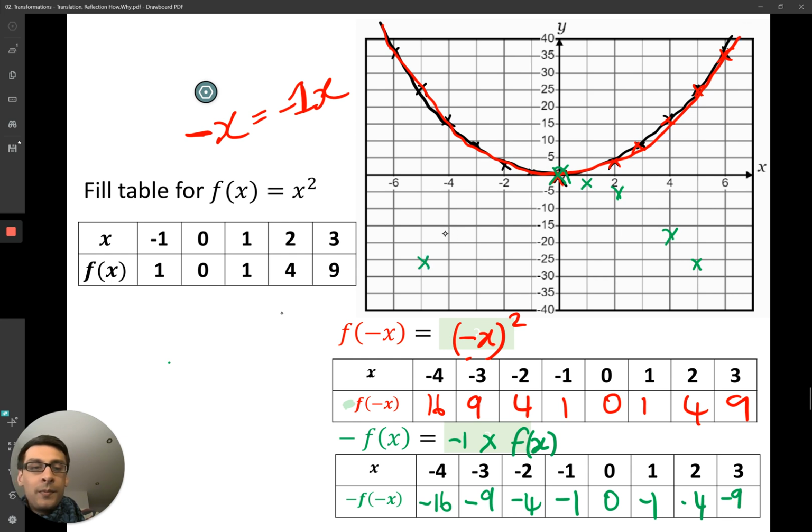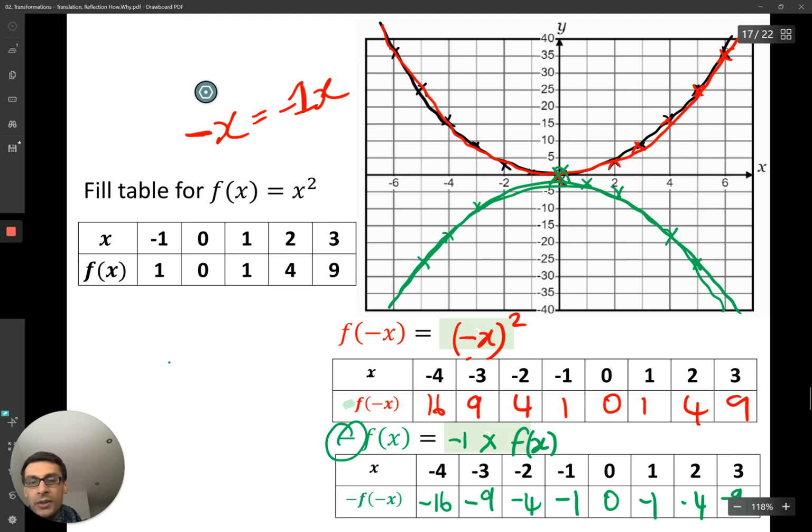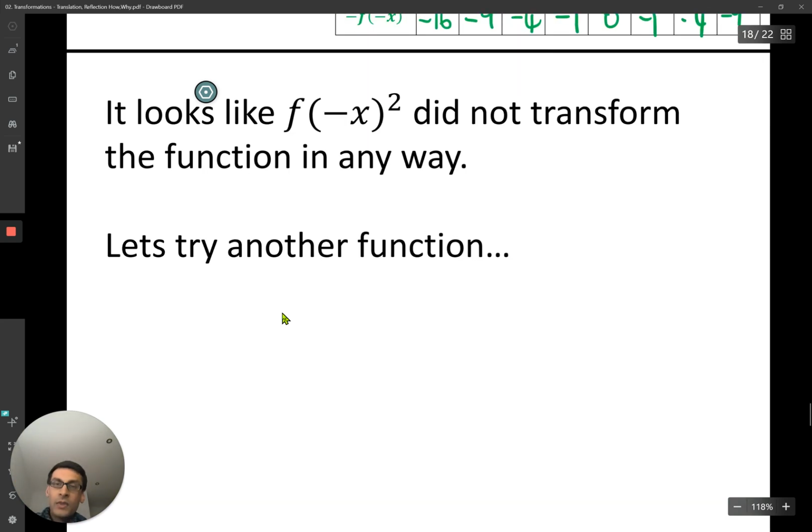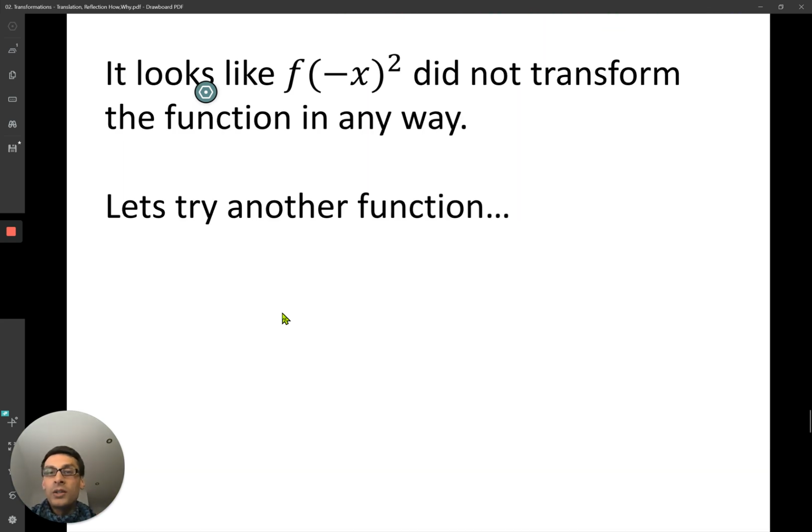around this point here. So 3 squared, negative 9 is going to be there. So it's going to be like that. So the negative on the outside seems to reflect the graph about the x-axis. So it looks like f of negative x, when there's a negative x inside, did not transform the function in any way. So let's try another function to see if that's true.